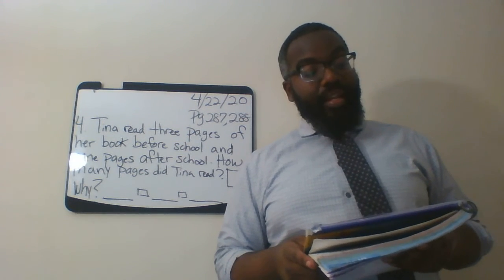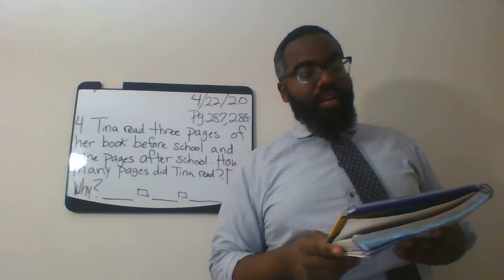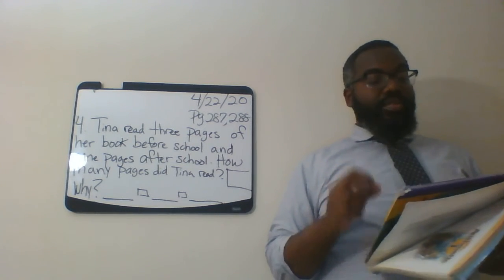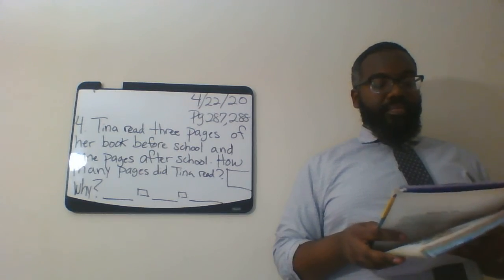Number three wants us to mark the bubble under the fourth straw from the drink. So first you have to identify the drink, and then you're going to mark the bubble under the fourth straw from the drink.